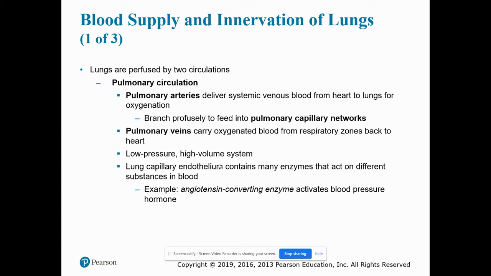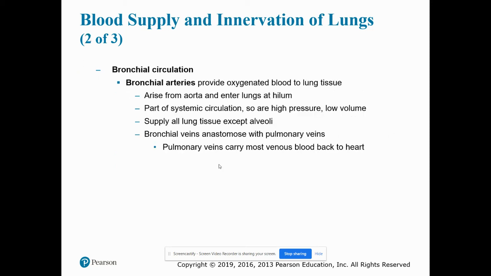Lung capillary endothelium contains many enzymes that act on different substances of the blood, like angiotensin converting enzyme that acts on the blood pressure hormone. So you remember we talked about the renin system back in chapters. We talked about it in a couple of different chapters. The renin angiotensin, let's see, what was it? Chapter 16, and then later again in chapter maybe 19. And we'll talk about it again when we talk about the urinary system.